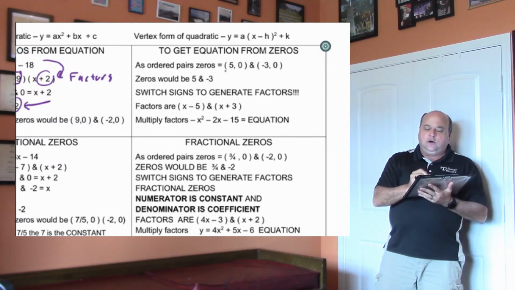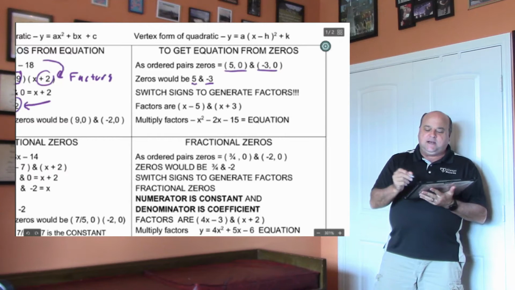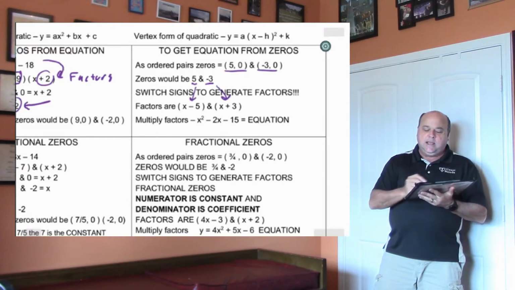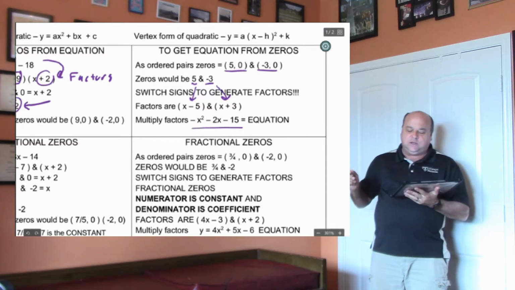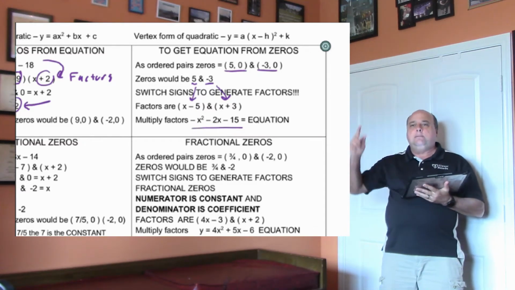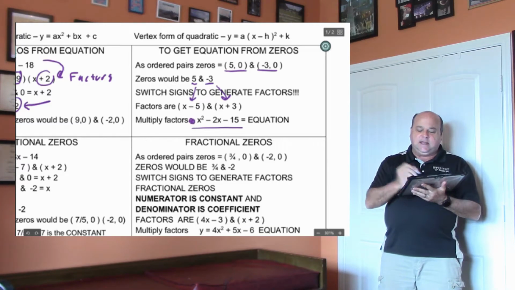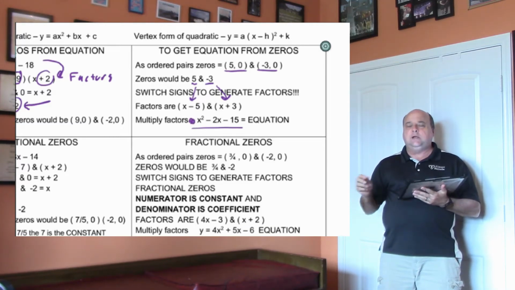Right here are my zeros. They would be 5 and -3, and then I would flip the signs to get the factors, wouldn't I? And if I multiply that out, I would get this, wouldn't I? Piece of cake right there. This really isn't a negative, so x squared minus 2x minus 15.